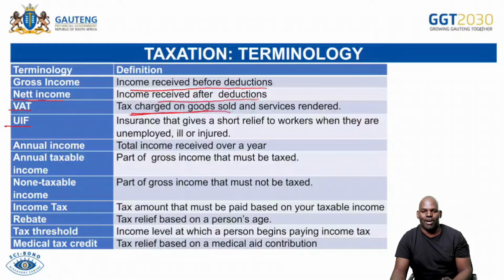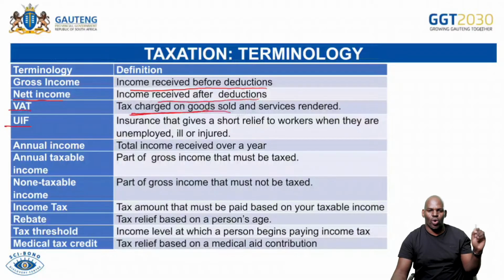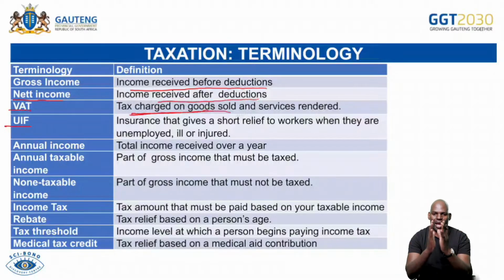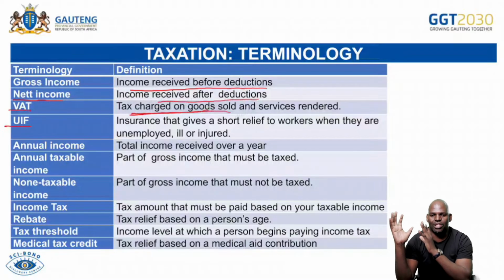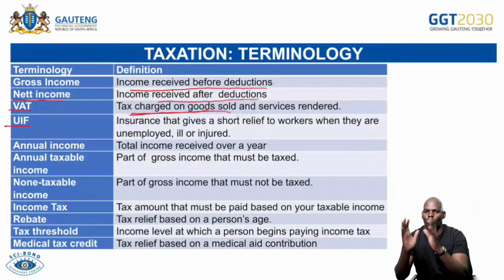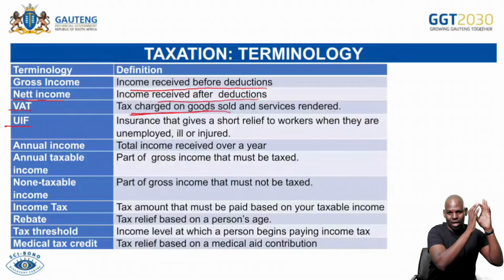And then UIF. Again, if they ask you to explain what you understand by UIF, you can't say it's unemployment insurance fund. UIF, again, is an abbreviation. It's just the letters that are used to shorten a certain explanation. Like if you say unemployment insurance fund, we can simply say UIF.